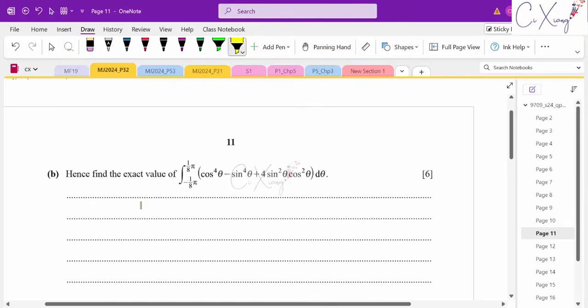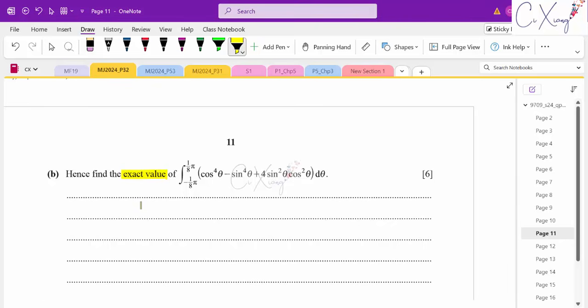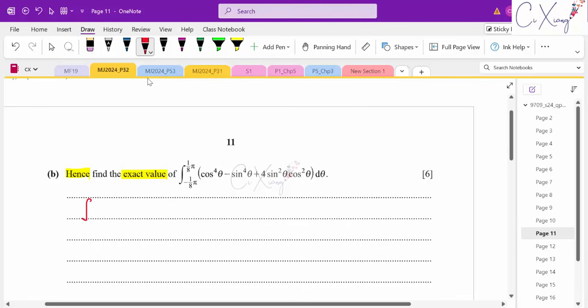Okay, so for part B, they said hence find the exact value. Highlight the keyword exact value again. So they want to find out the integration for this one and must be in exact value. They use hence. So basically, you need to consider the answer that we get just now, okay, before we can integrate this one. So that means you have to substitute maybe the result just now somewhere here. Okay, then only you can continue with the integration. So let's start. Okay, so I'm having pi over 8, then negative pi over 8 here. Cos power 4.